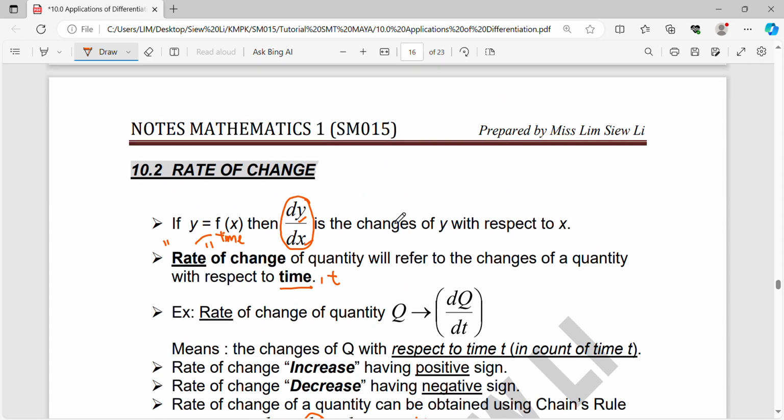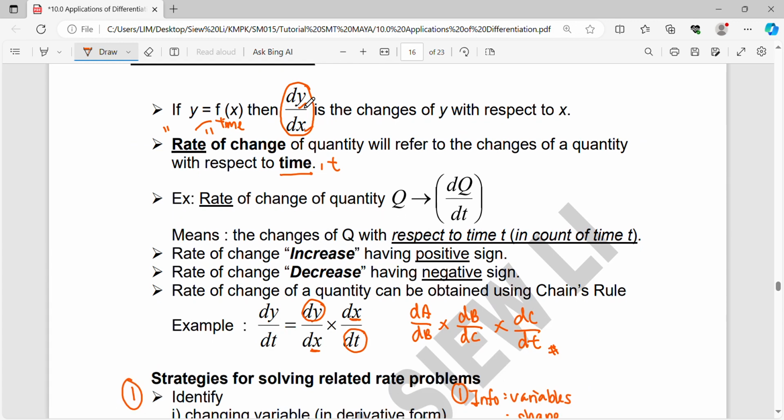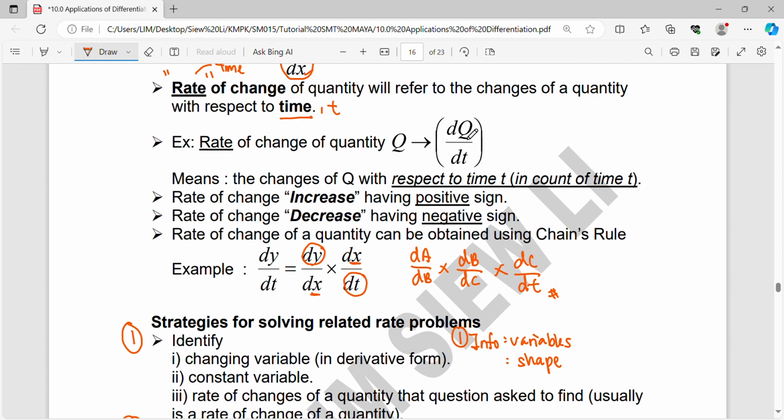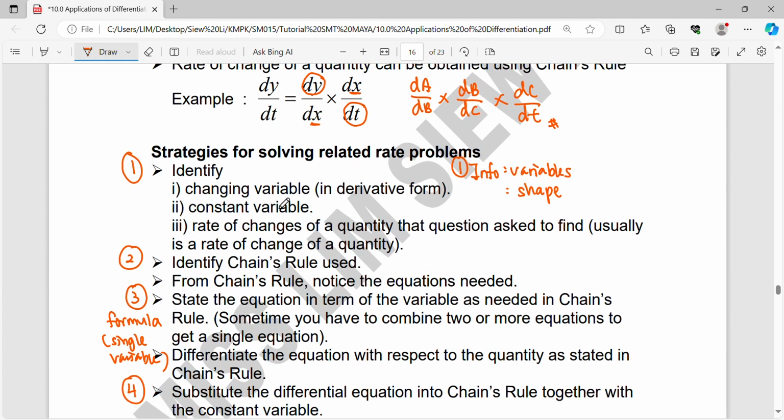So if you have the change of y with respect to x, your variables will be y and x. If you have the change of q with respect to time, then your variables will be quantity q and time t. Then identify the constant variables, and the rate of change of the quantity that the question will ask. They usually ask for the rate of change of a quantity, meaning dq/dt is what we are going to find. So the first step is to understand the question and identify the information, variables and situation.